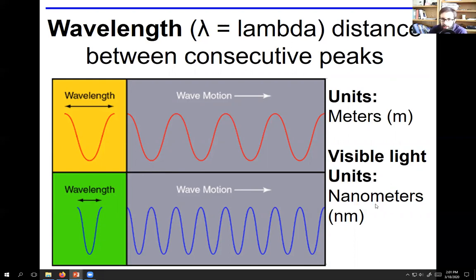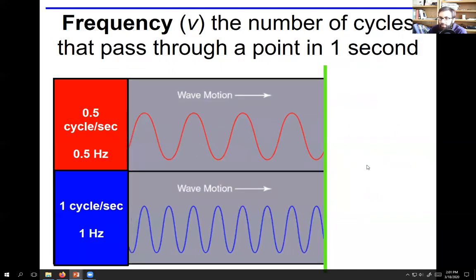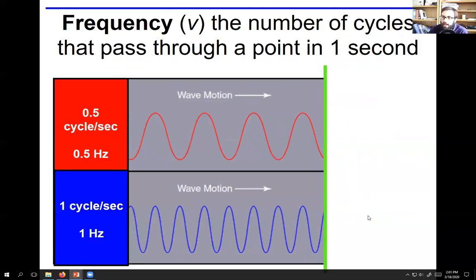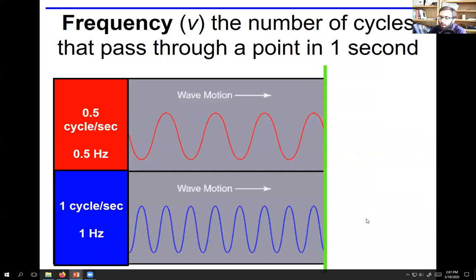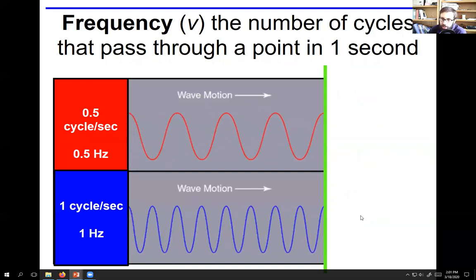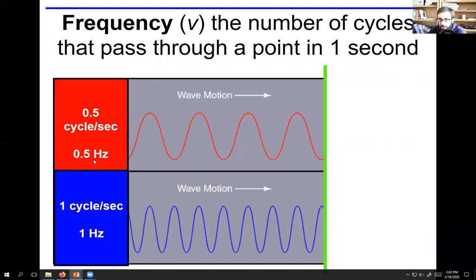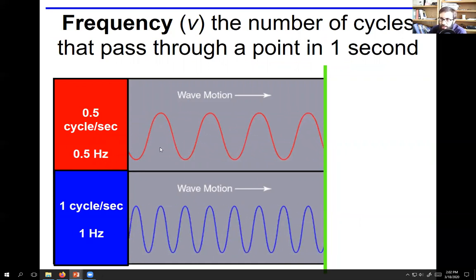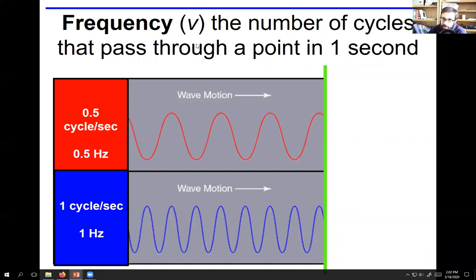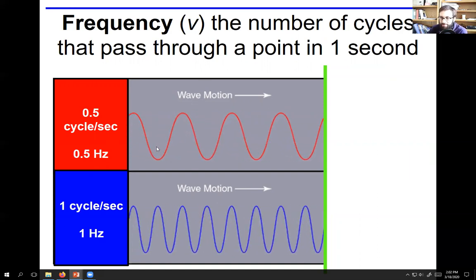For visible light, we like to use nanometers because visible light ranges from 400 nanometers for violet light to red light, which is around 700, 750 nanometers, depending upon how good your eyes are. So frequency is the number of cycles that pass through a point in 1 second. So it's in units of per second, cycles per second. We also call that hertz, abbreviated as Hz. Frequency is given the Greek letter nu.